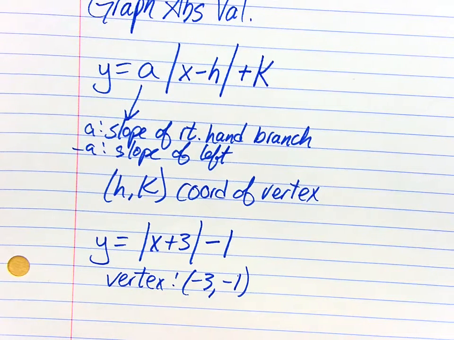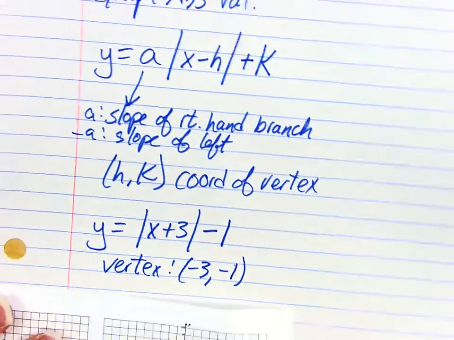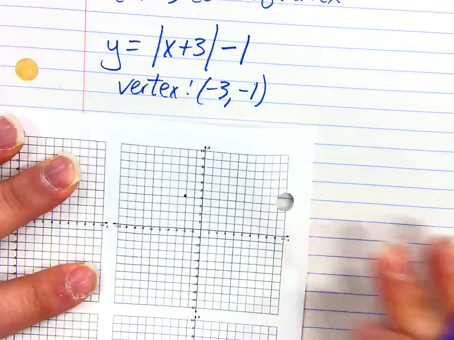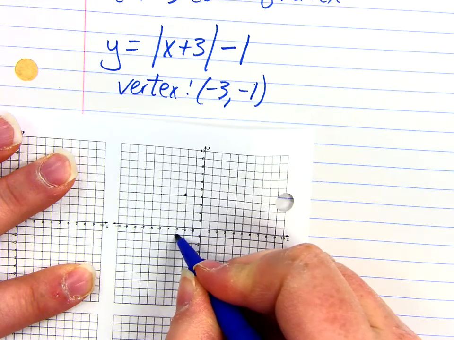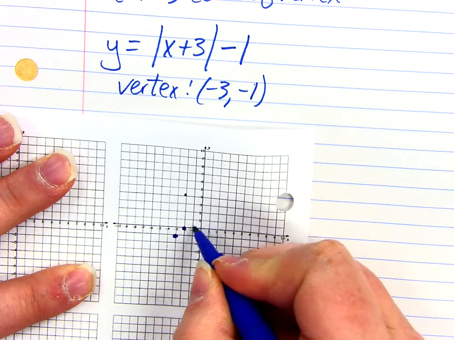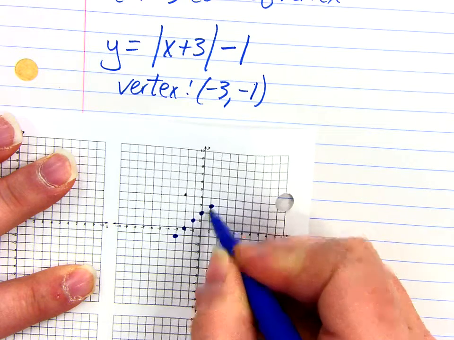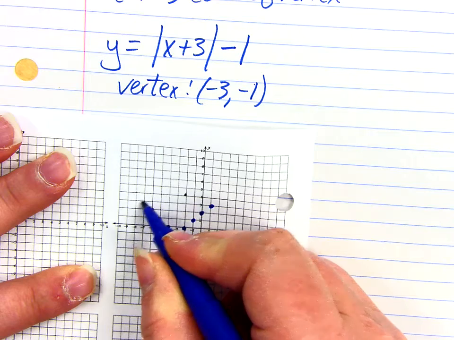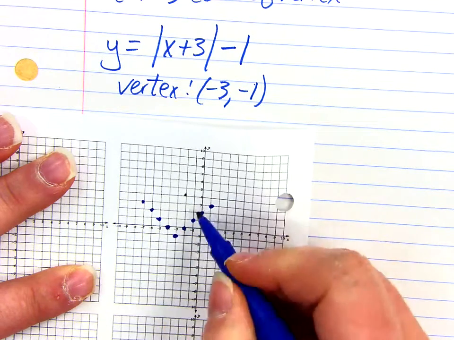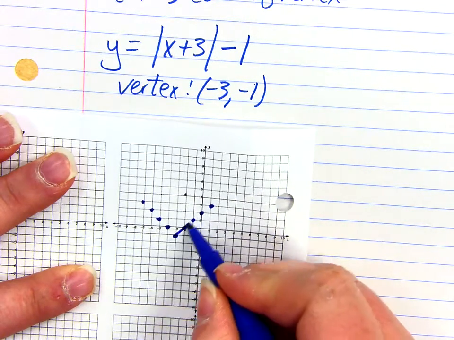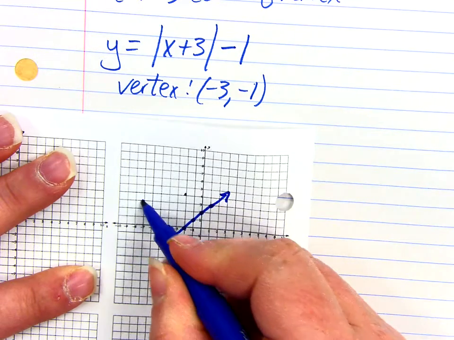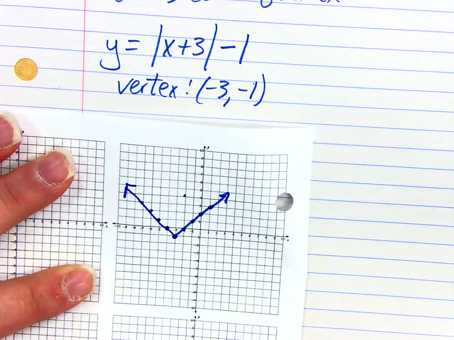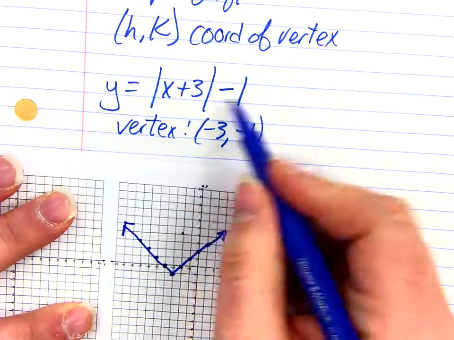Okay, very quickly, if I wanted to graph this, here's a random coordinate plane. I'd have a vertex at negative 3, negative 1, and then for the right-hand branch, up 1 over 1. And on the left-hand side, I go up 1, back 1, which is a slope of negative 1, right? But to make my V shape, you're not going to do it down here, we would go that way. All right, and there is the graph of this.